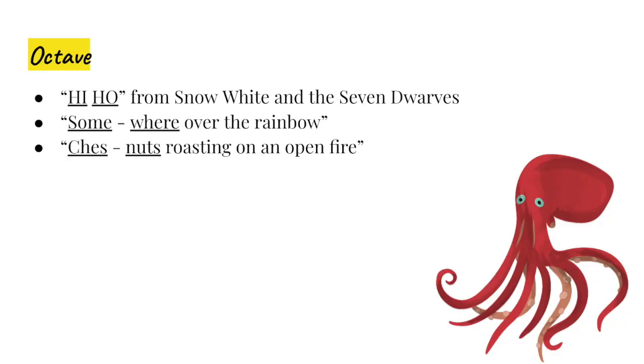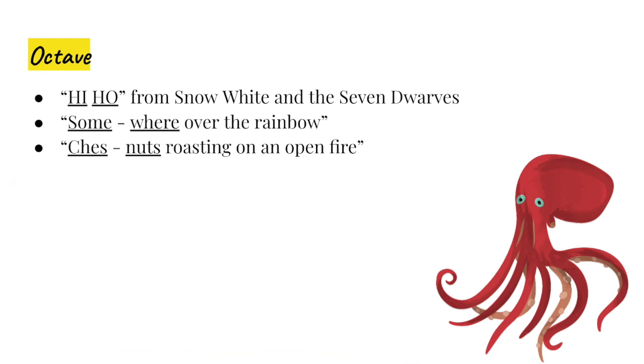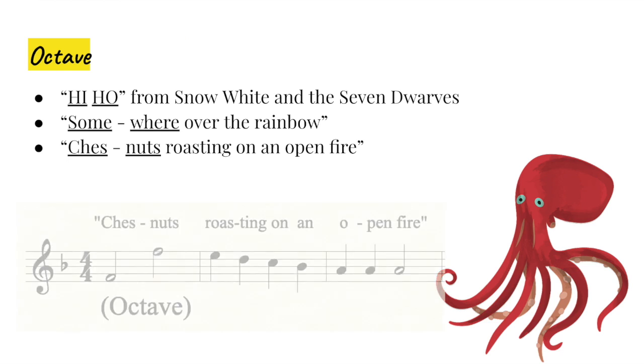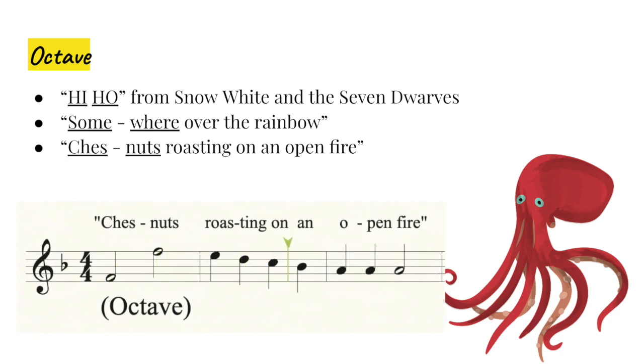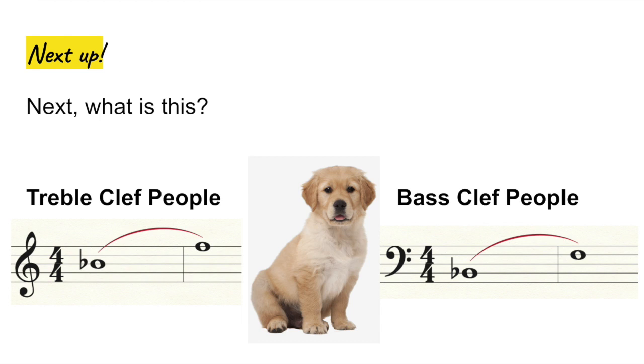In this case, the dwarves are singing an octave in Snow White and the Seven Dwarfs. Hi-ho is an octave. We've also got Somewhere Over the Rainbow. And Chestnuts Roasting on an Open Fire from the Christmas song. So if you ever hear something that reminds you of somewhere or chestnut, it's an octave. Okay, next one. What is this interval number?